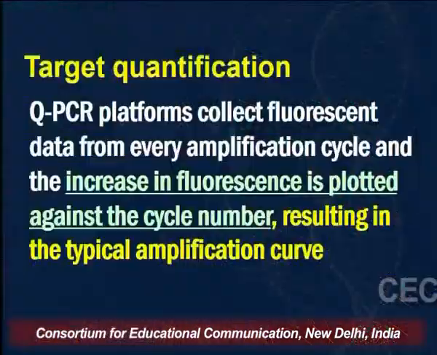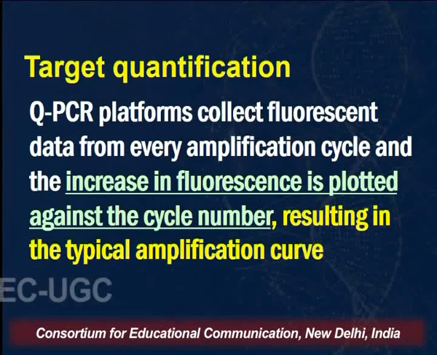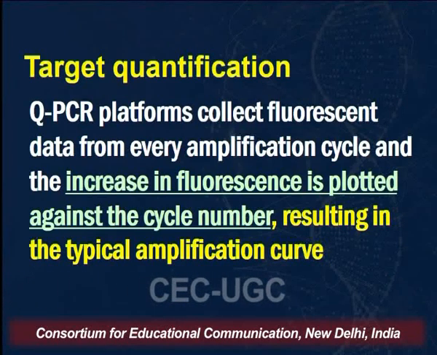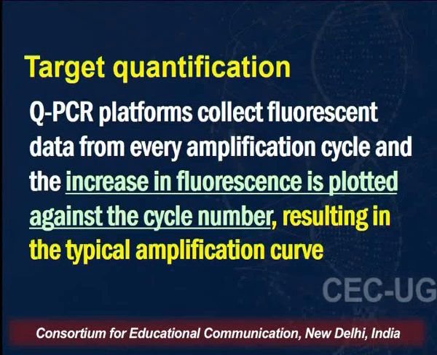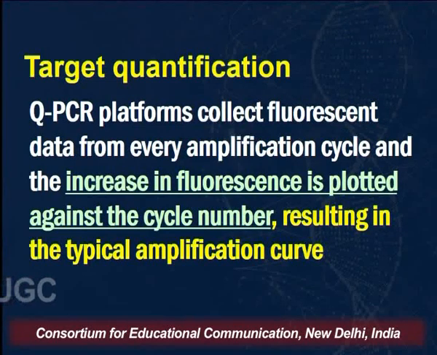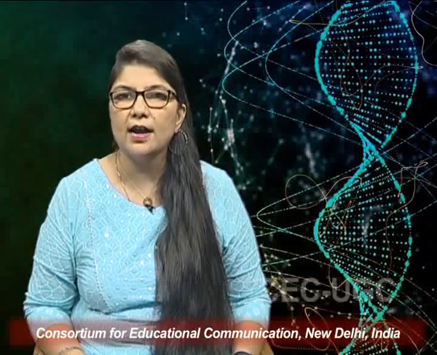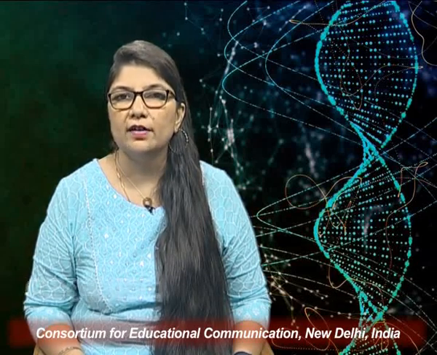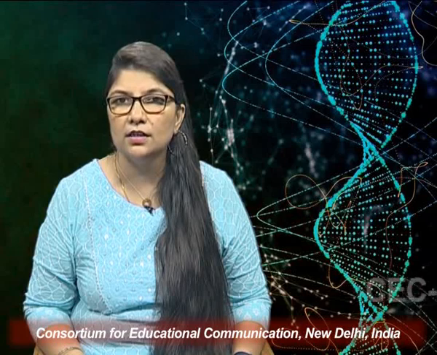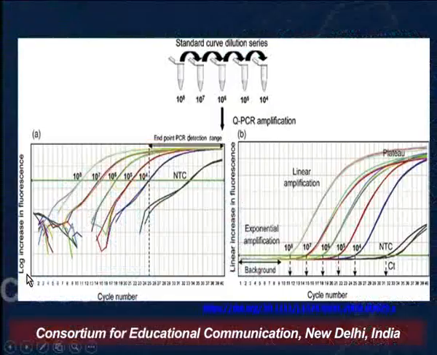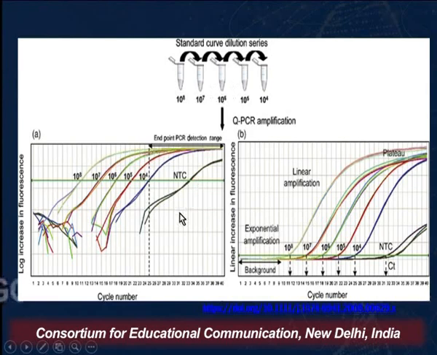The qPCR platforms collect fluorescent data from every amplification cycle, and the increase in fluorescence is plotted against the cycle number, resulting in the typical amplification curve. So these systems collect the fluorescent data and plot it against the cycle number, and you will get these kinds of plots. Here the PCR is run with different concentrations of the template DNA, as you can see, and there is an increase in the product and the detection of the fluorescence signal. For different amounts of product, the curve is different.